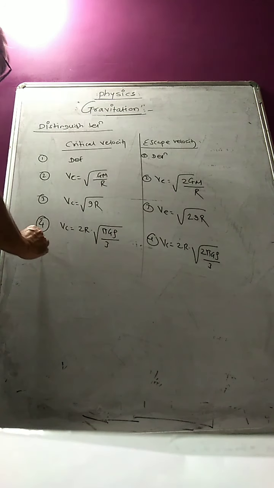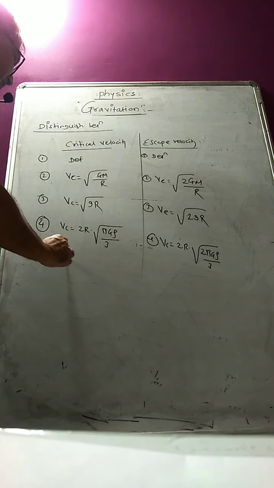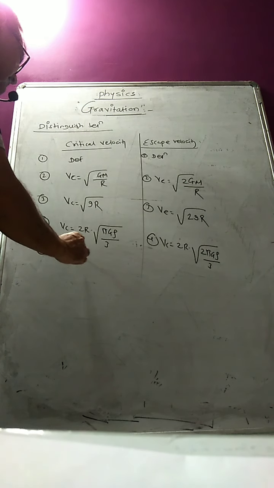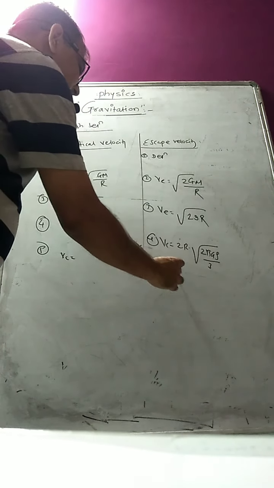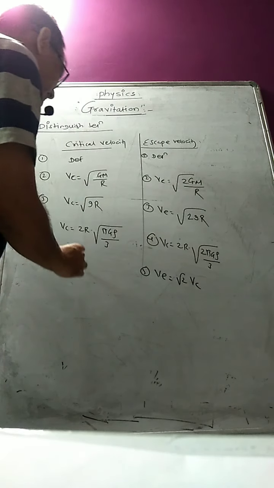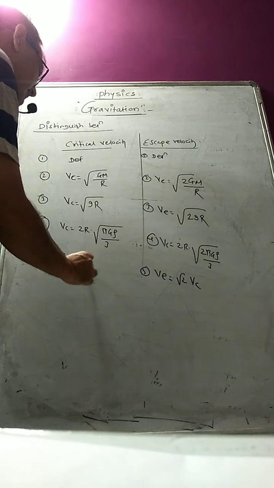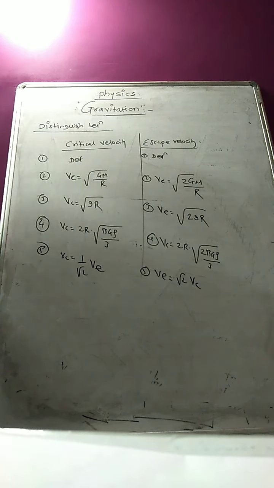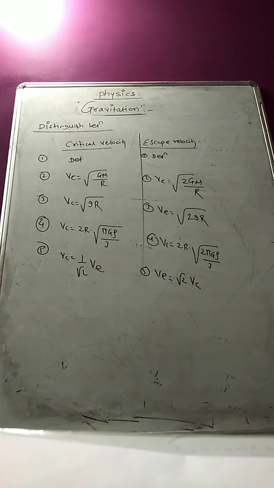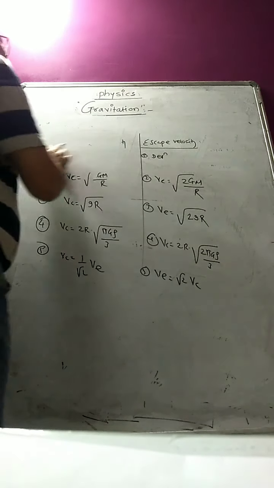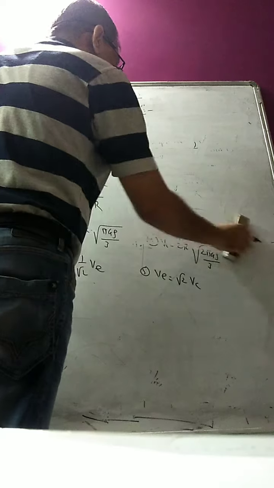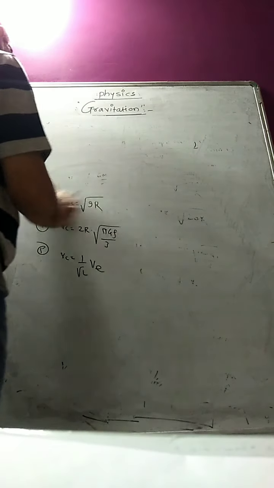Moreover, you learn critical velocity. Actually, we have learned this formula: escape velocity is root 2 times critical velocity, or critical velocity is equal to 1 by root 2 times escape velocity. Okay, so these are the distinguishing points between critical velocity and escape velocity. There are some similar points also between critical velocity and escape velocity. Which are those similar points?